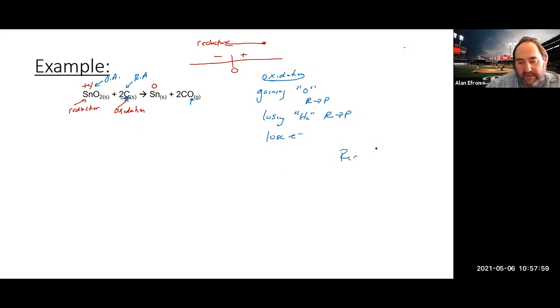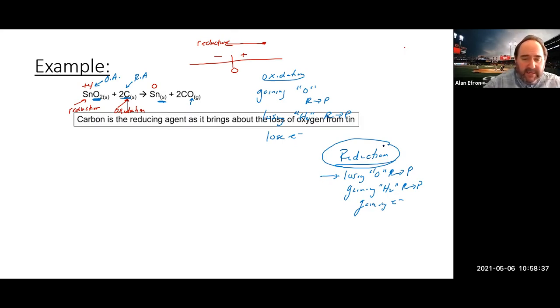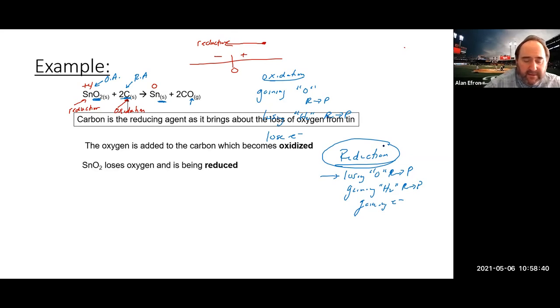Again, reduction, as we talked about earlier, is the opposite of that: losing oxygen, gaining hydrogen, and gaining electrons, which is mainly what we look at here. You could even look at the tin in that sense, right? The tin started with oxygen, ended with no oxygen. It lost oxygen along the way, which again is another definition of reduction. So in this case, you could look at both definitions and see what's happening in this particular case. Any questions on that there?